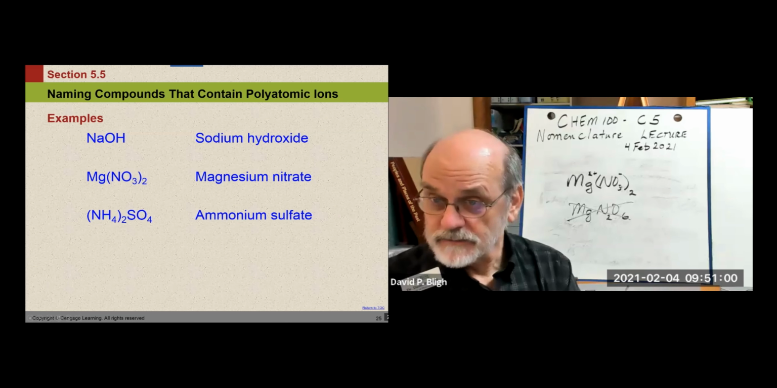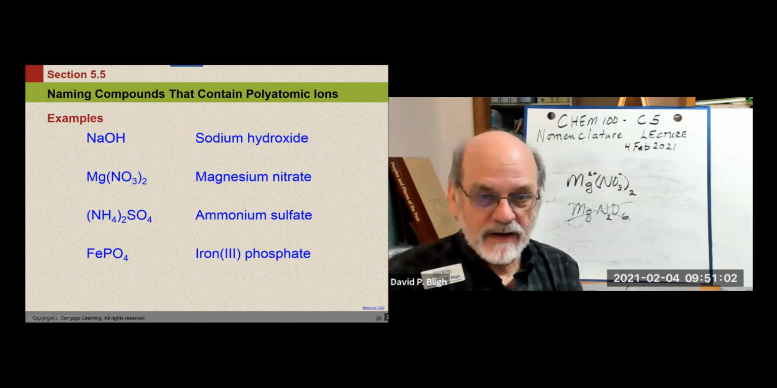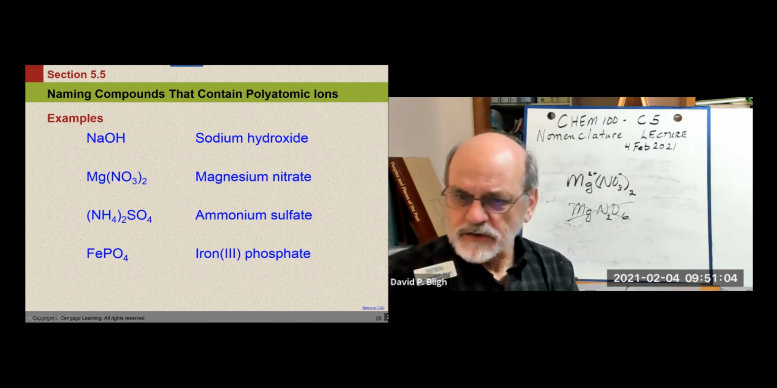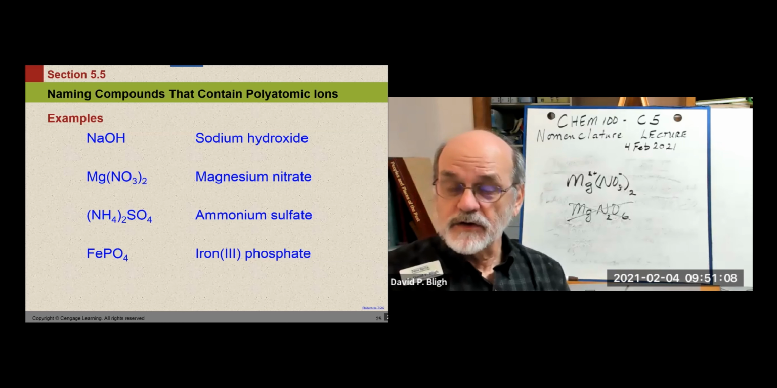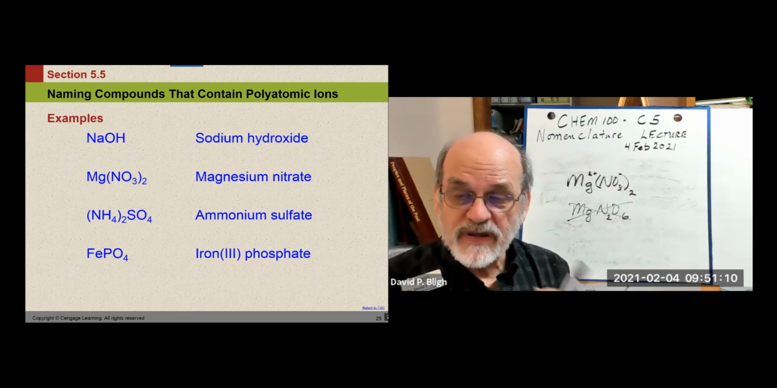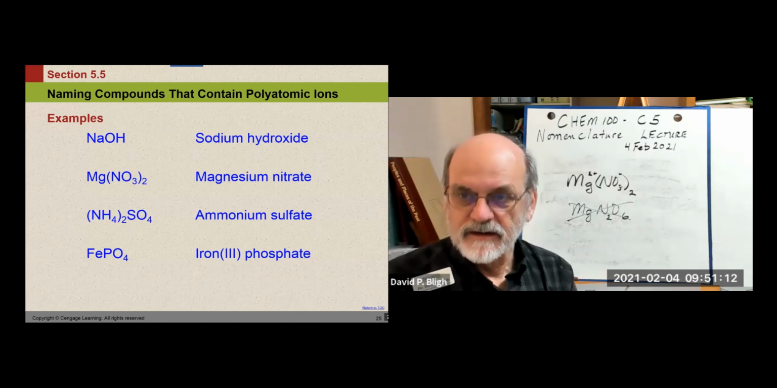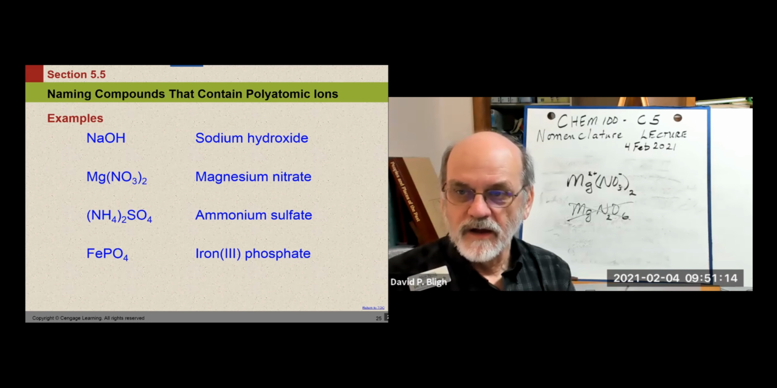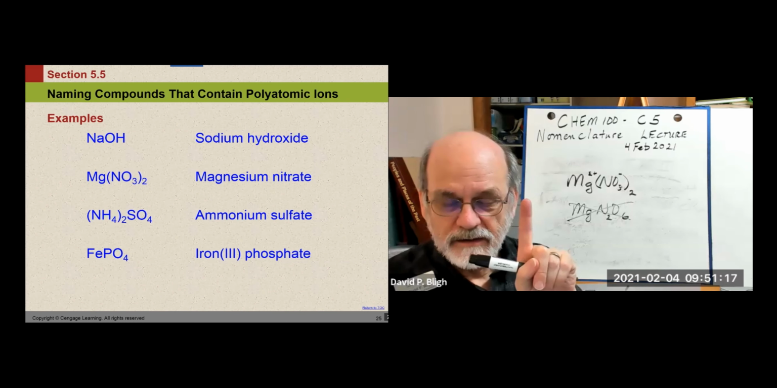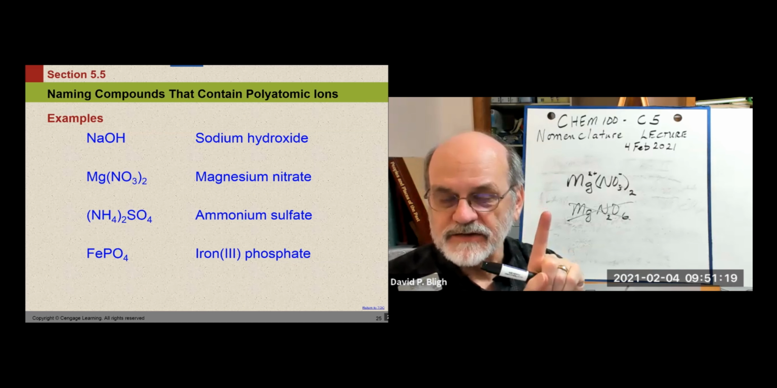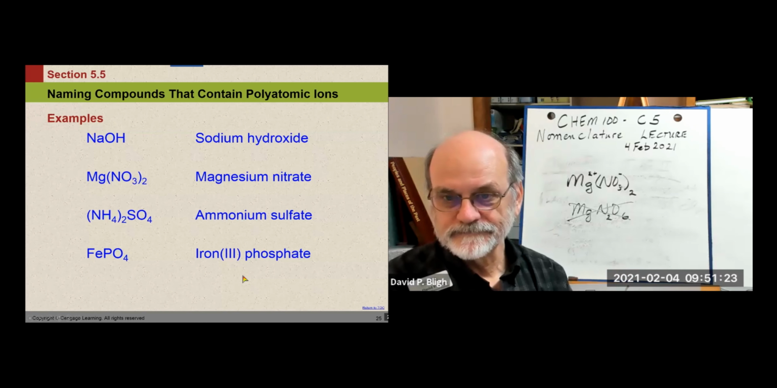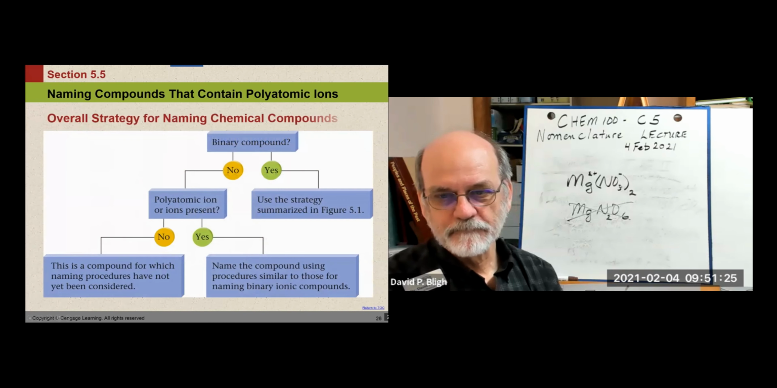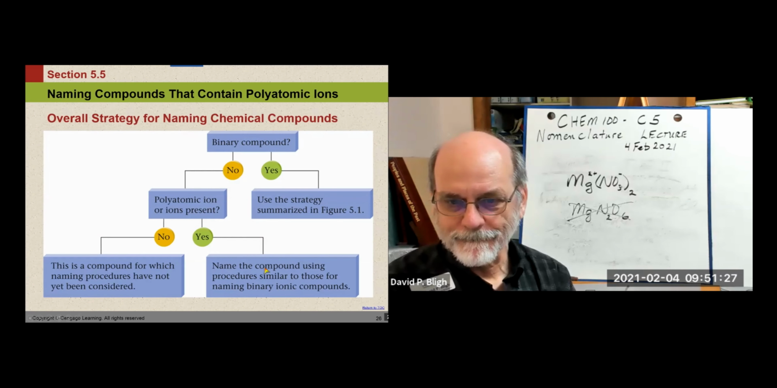Now, in this case, we have a transition metal, iron. So we have to deduce what is the charge on iron. So you need to know what is the charge on PO4, phosphate. It's a 3- charge. There's only one iron, so the iron has to be 3+. That's where you get the Roman numeral 3. Okay?